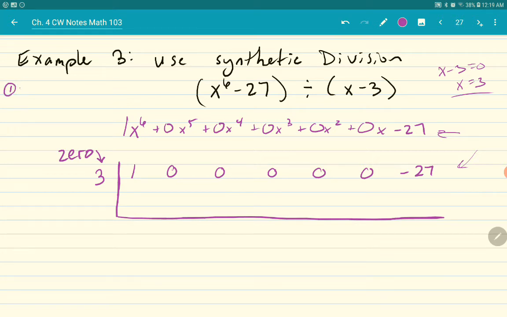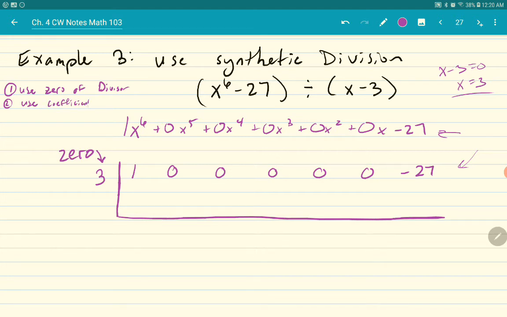So step 1, use the 0 of the divisor, and then use the coefficients of the dividend, the expanded dividend, where we have all the terms. And then I drop down the first term and just bring it down, 1.